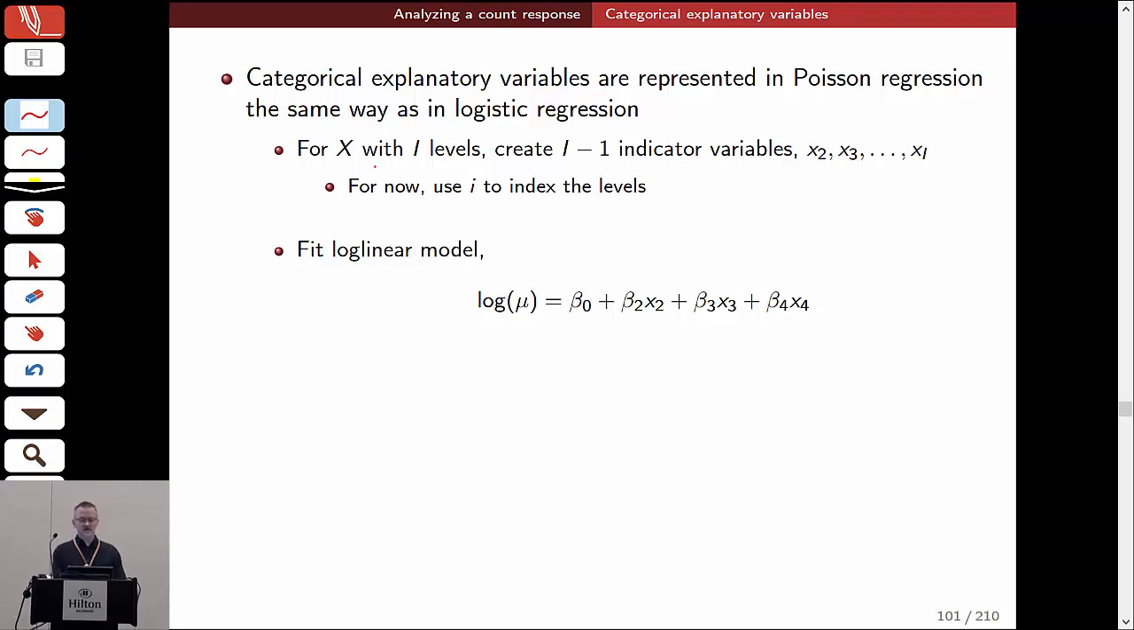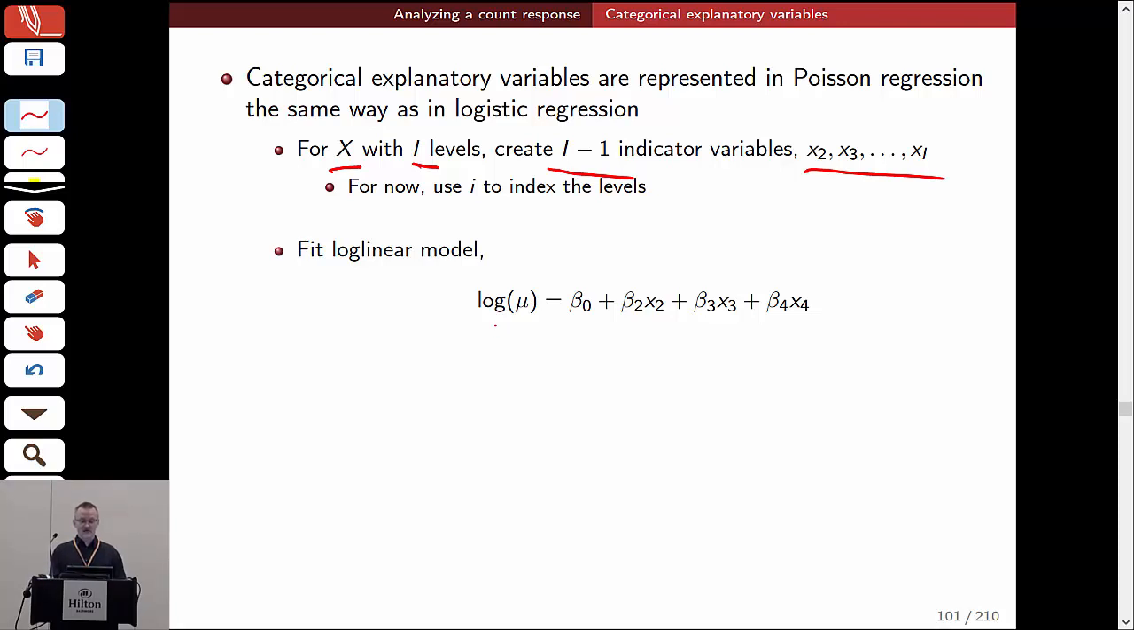So if we have a categorical variable x, and suppose that has capital I levels, then as we did with logistic regression, we'll create I-1 indicator variables. And as Chris did, we're going to label them starting from x2 rather than x1 because R automatically drops out the first level and starts assigning indicator variables to the second, third, and fourth all the way to the end. So we decided that we would number our variables accordingly. So we have variables x2 through xI representing the indicator variables.